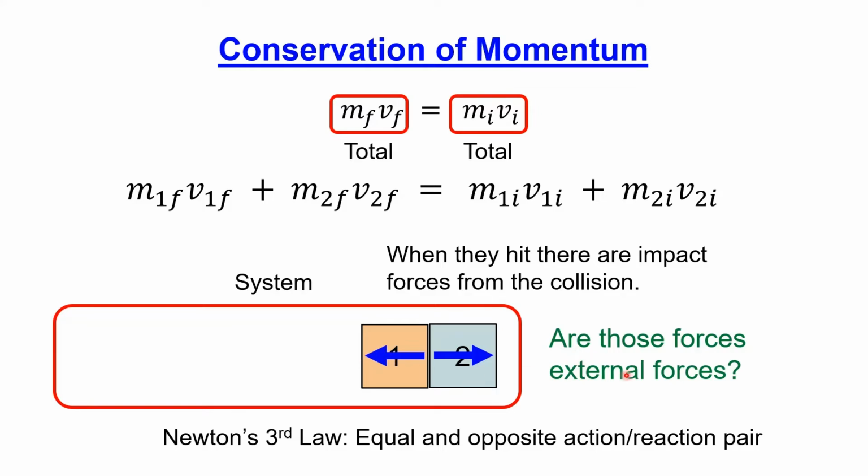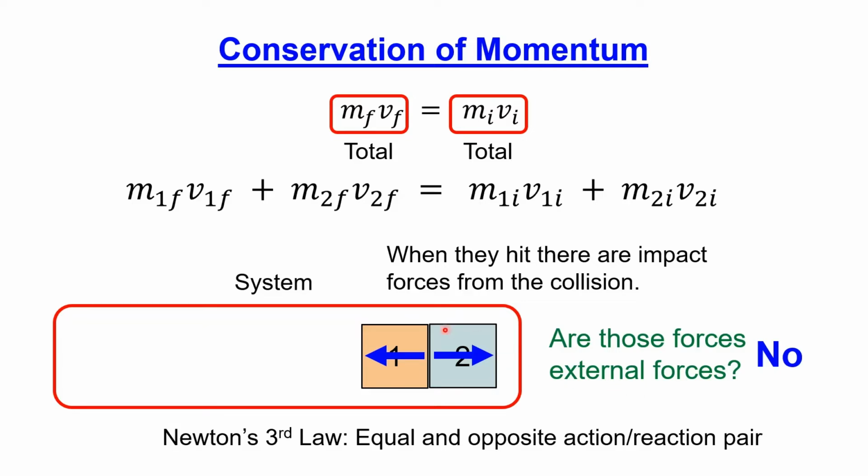My question, though, was, are those external forces? Well, that's why I've drawn this red outline. So those forces are from objects that are inside the system. So if the objects inside the system are applying forces, those would not be external forces. We would call those internal forces. So to answer that question, no, they're not external forces, so we're okay as far as conservation of momentum.